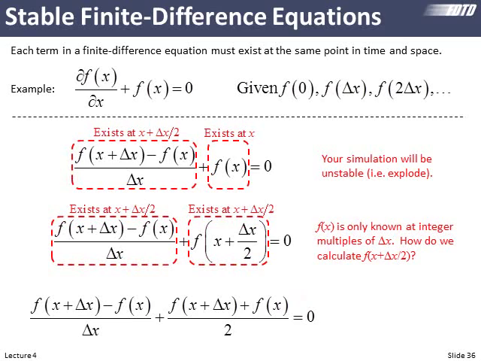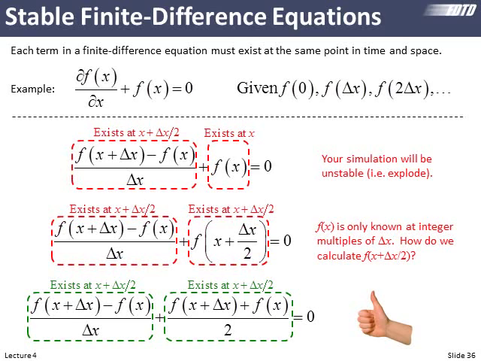So when we convert Maxwell's equations to finite difference form, we will apply these rules, and we will make sure that every term not only exists at the same point in space, but also the same point in time, and that will become very important. So we're good. That's a valid finite difference equation.